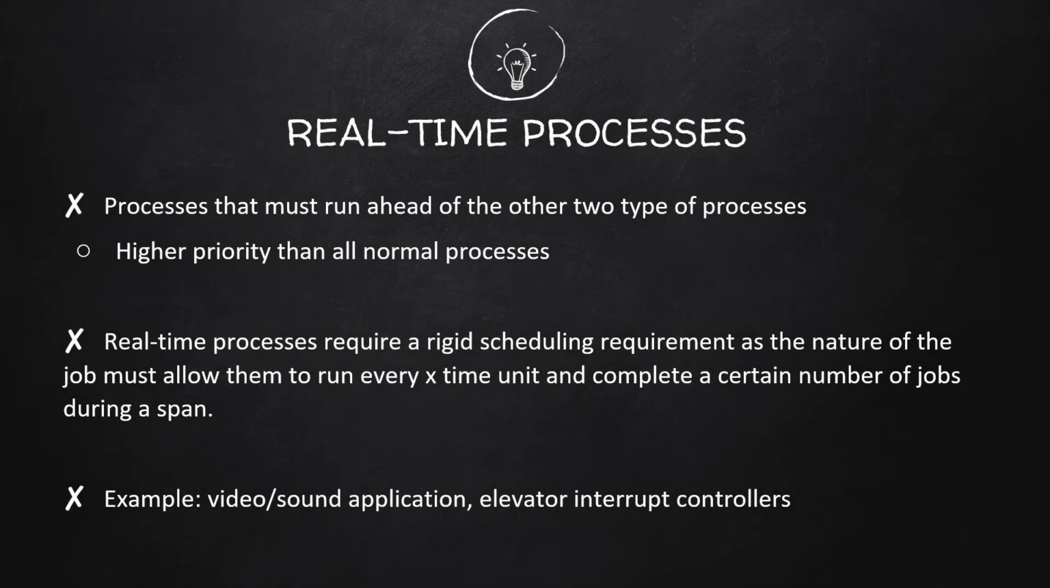The third type of processes are real-time processes. These are processes that must run ahead of the other two types of processes, with higher priority than all normal processes. Real-time processes have a rigid scheduling requirement, as the nature of the job must allow them to run every X time unit and complete a certain number of jobs during a span. For example, video and audio applications and elevator interrupt controllers. What would happen if an elevator interrupt controller was not real time? Think about the madness and anger of the people living in that apartment unit.